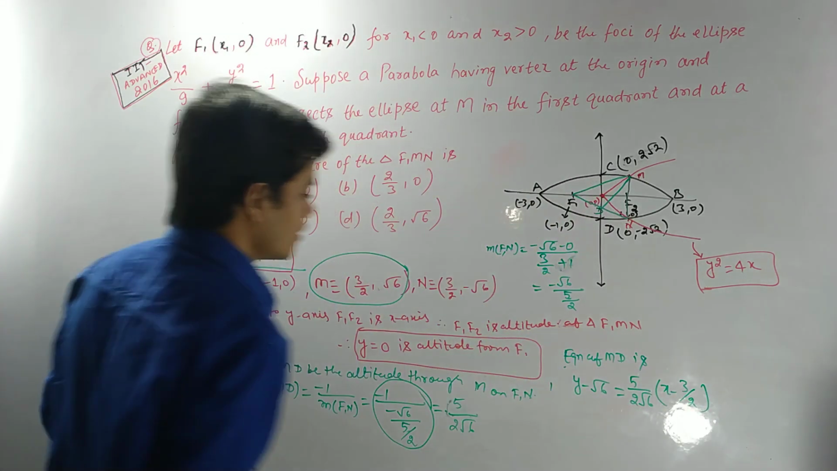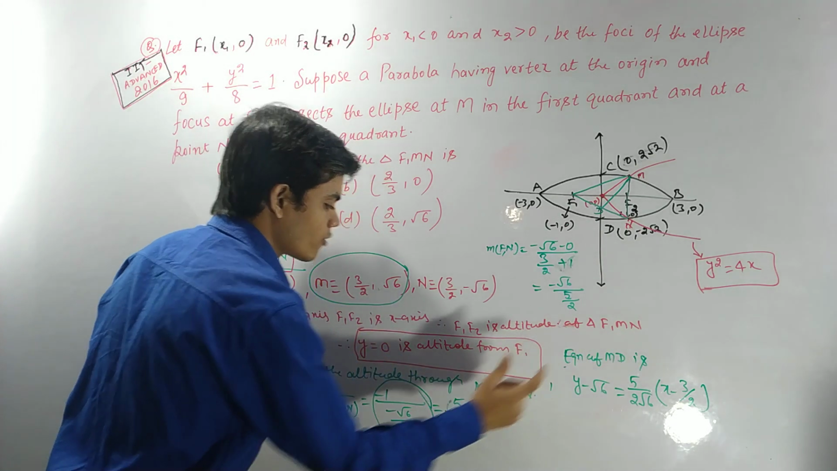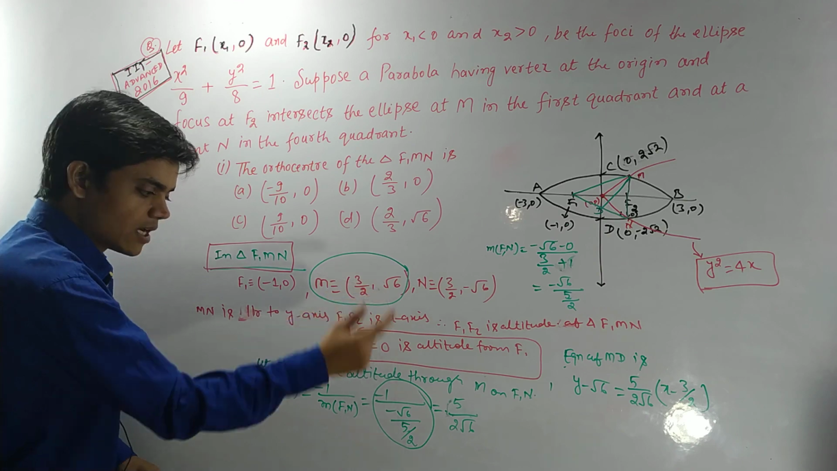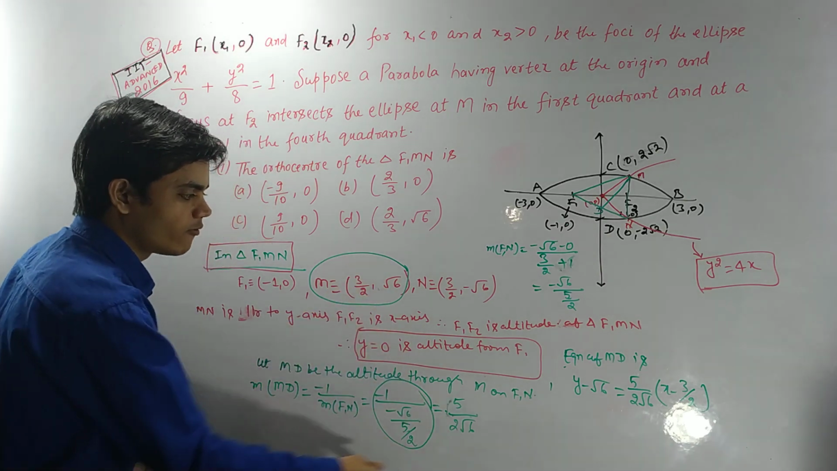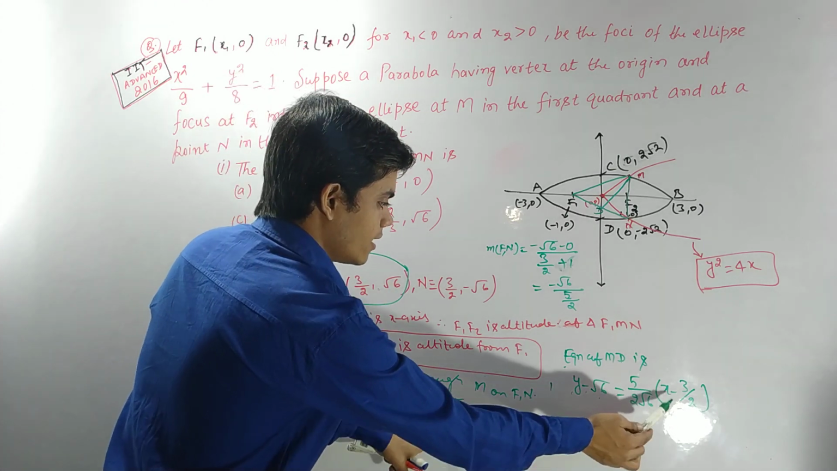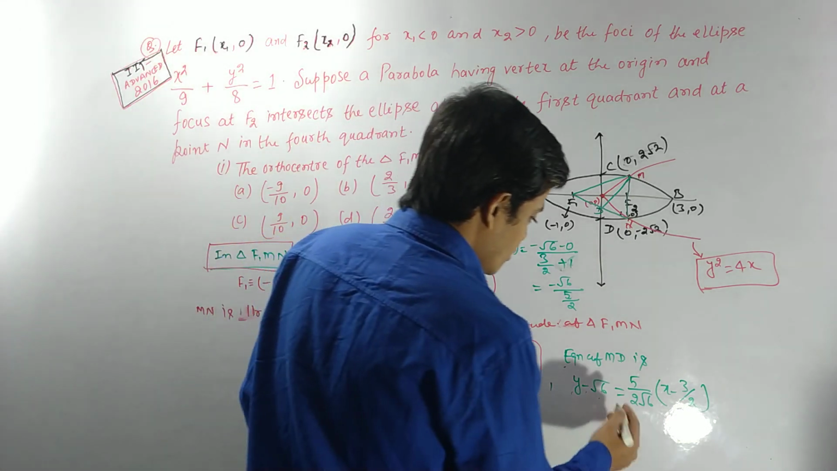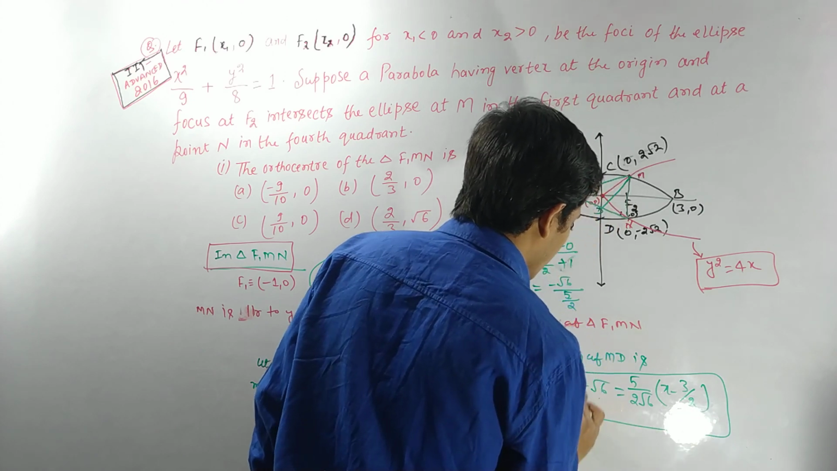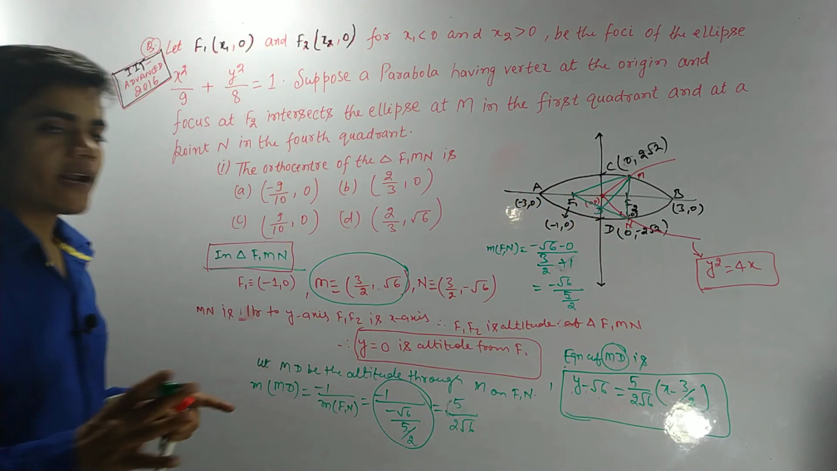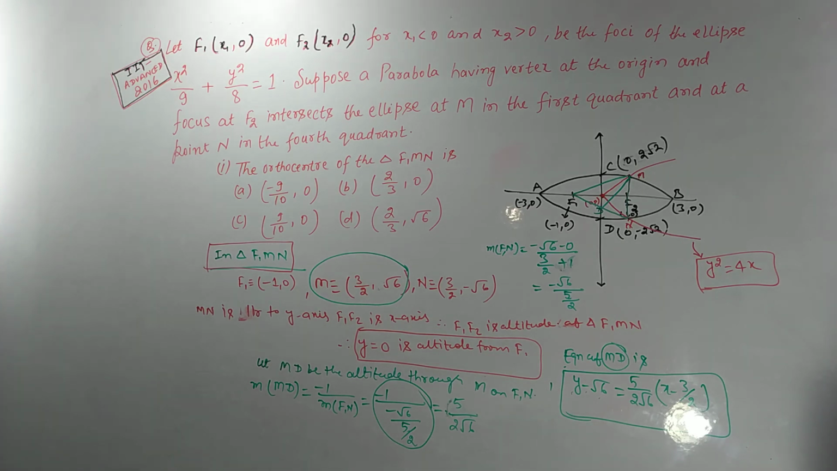3 by 2. Again, we are going to find the equation of MD by using the point M and the slope of MD, this point slope form. So y minus y1 is equal to slope of this line into x minus x1, which is 3 by 2. All right, so this is the equation of another altitude MD, and we know that the orthocenter is nothing but the point of intersection of the altitudes.